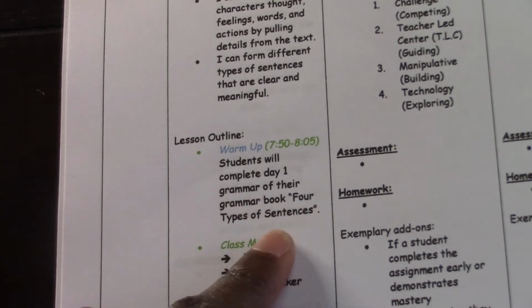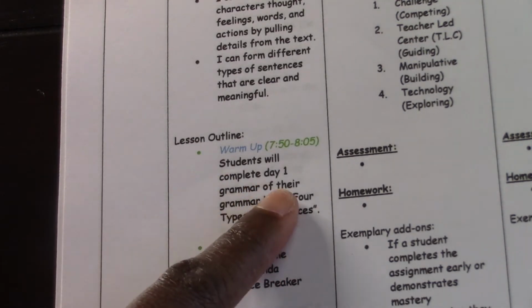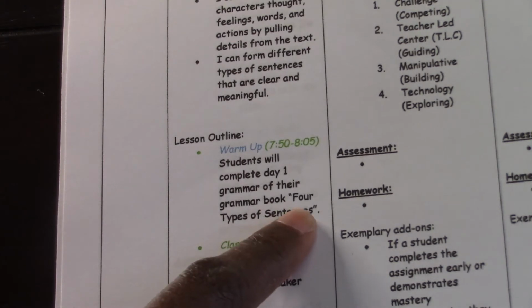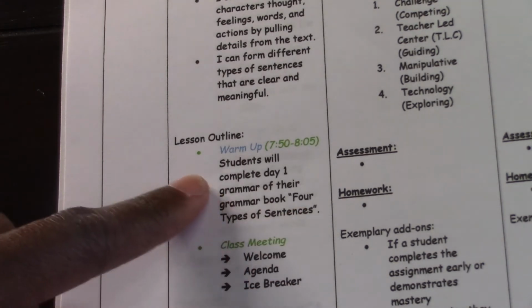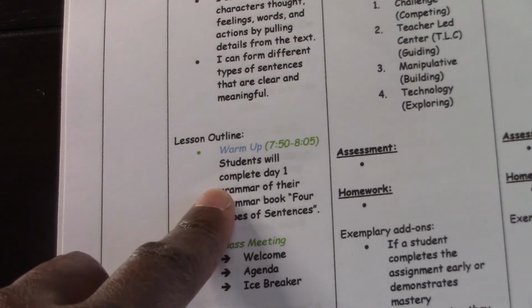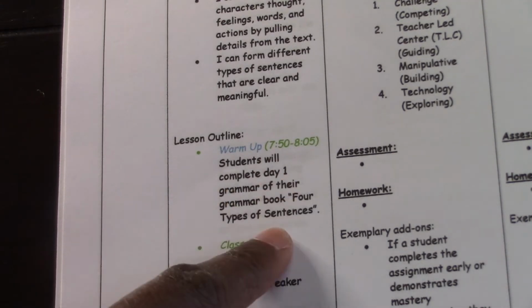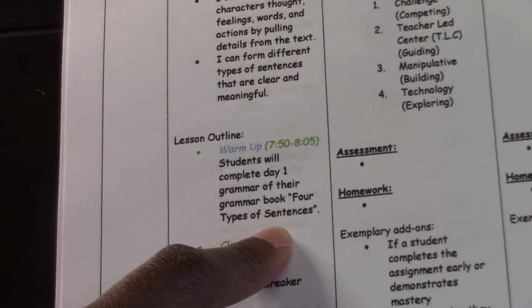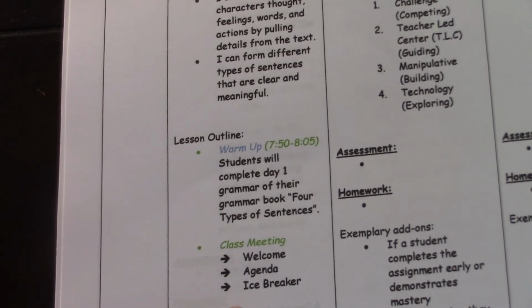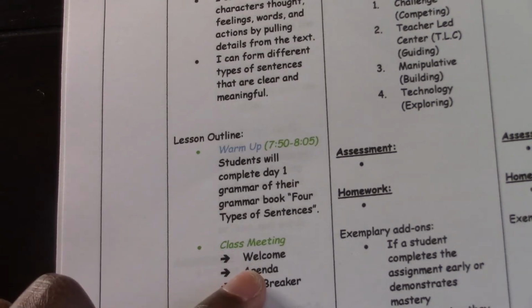So I wrote a description. Students will complete day 1 of their grammar book. The title is 4 types of sentences. So here I've identified that I need to pull their grammar books. They're going to do day 1 and the name is 4 types of sentences. Again, I have had administrators go through my binder and they have specifically looked for a title. Like they want to know that what I said we're doing is actually what we're doing. Maybe you may not have one like that, and I don't know. I'm in a new school, so hey.